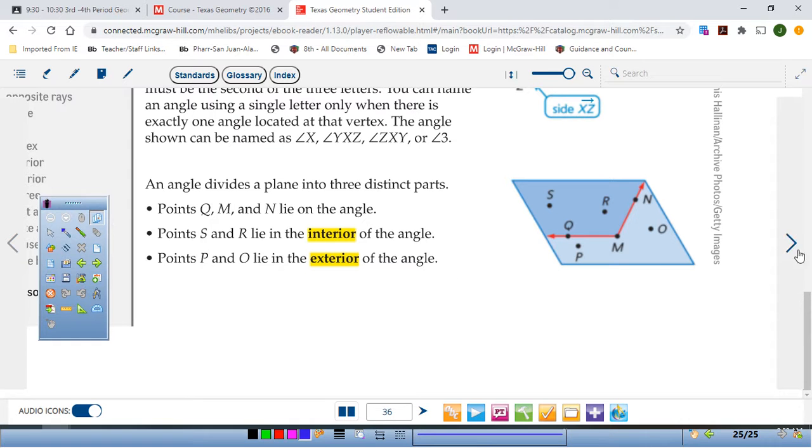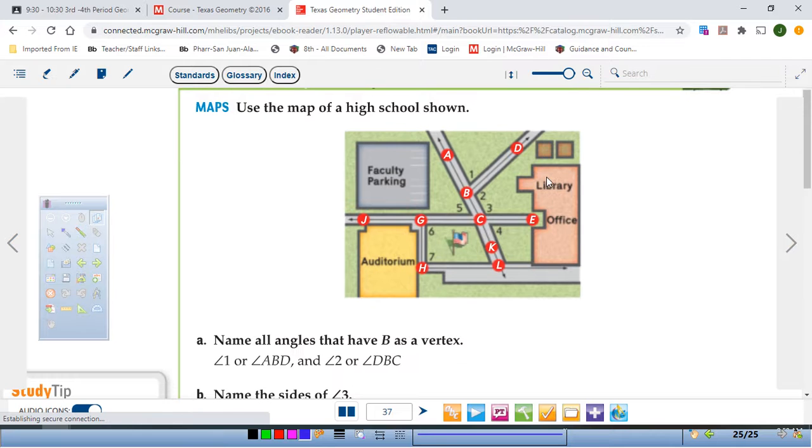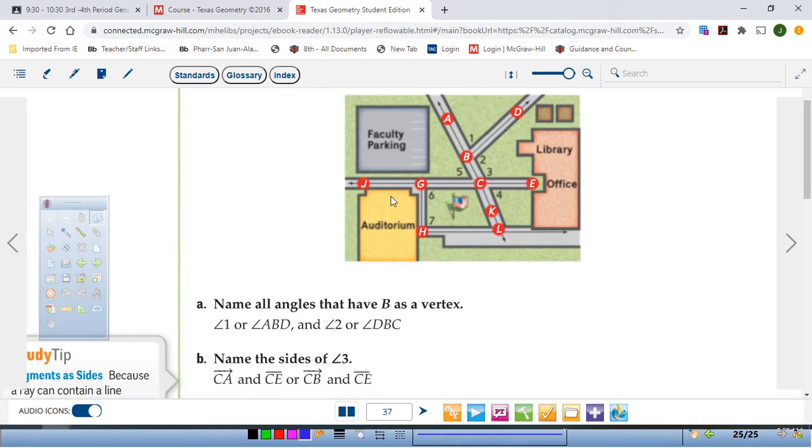So next page is going to practice this whole page on how to talk about the angles. Okay, let's go to the next page. When it comes to the top part right here, you will get some kind of situation like this on your test.